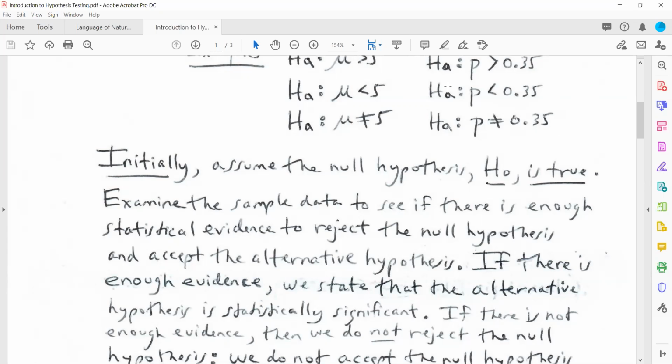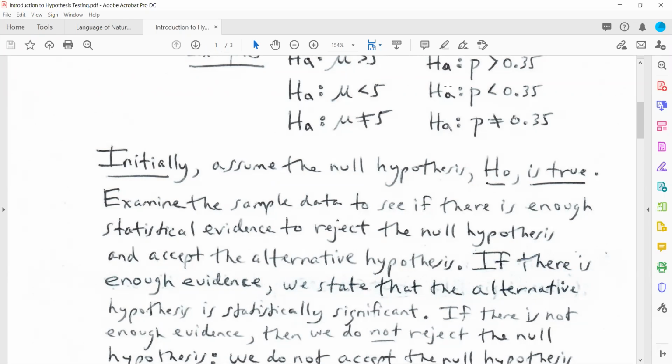All right, so we have to see how far away we need to be. How far away does the sample mean need to be from the population mean to say, I think that population mean is not quite right. It seems to be greater than that number or less than that number. So that's really what we're trying to determine: how far away does the sample mean need to be to cast some doubt upon the null hypothesis.